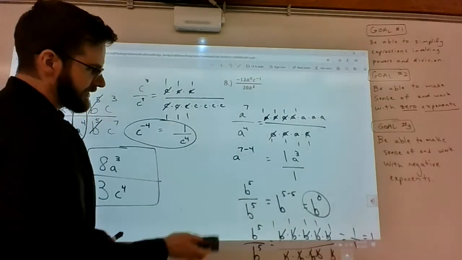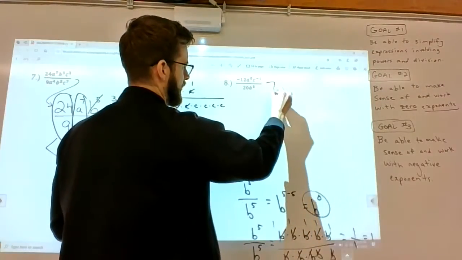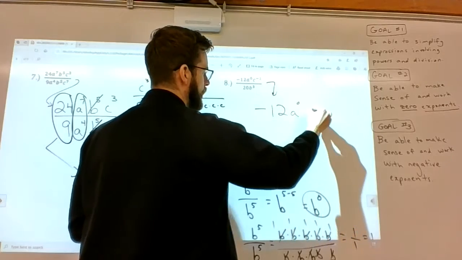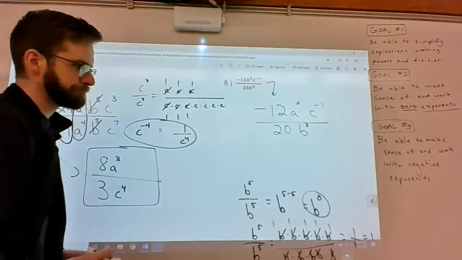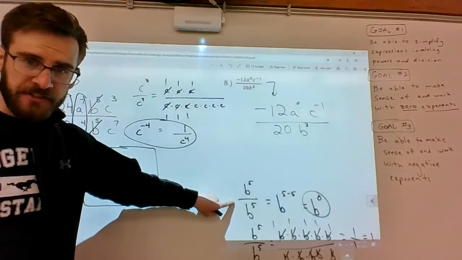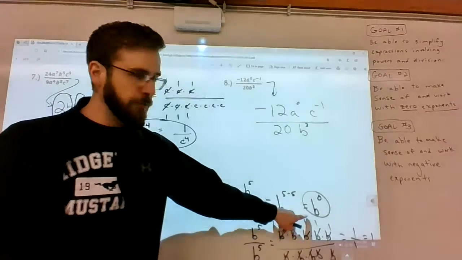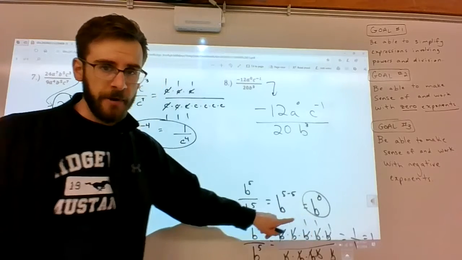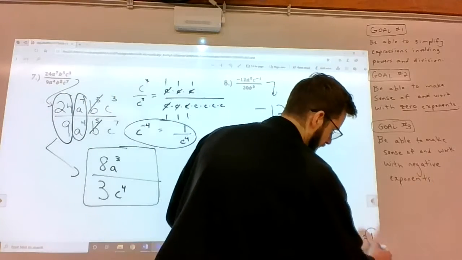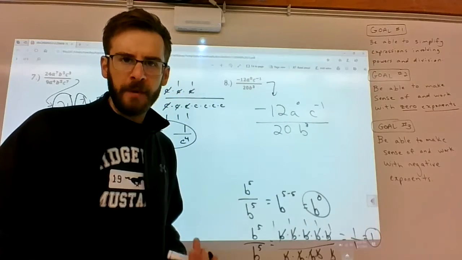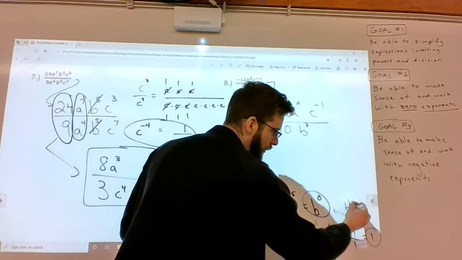In example 8, we've got negative 12, a to the 0, c to the negative 1, all over 20b to the third power. Now from this example down here, I showed that b to the 5th divided by b to the 5th can be represented as b to the 0 power. But I also showed that b to the 5th divided by b to the 5th can also be represented as 1. So this is kind of like a little mini proof that shows b to the 0 equals 1.